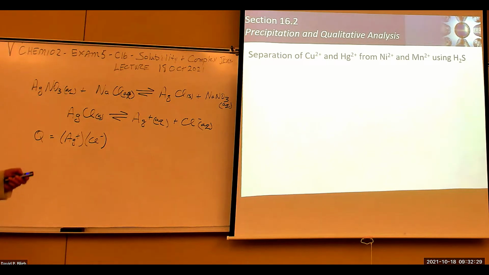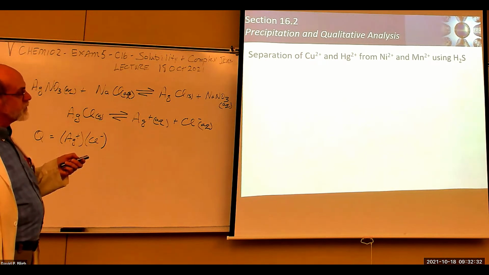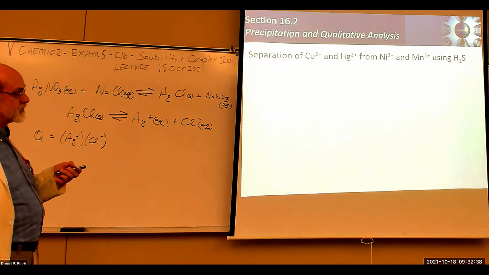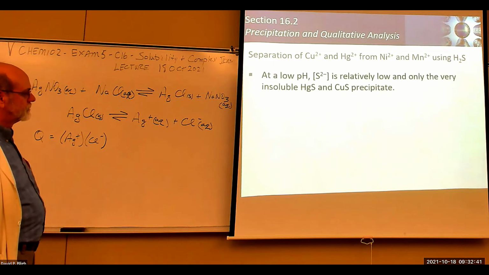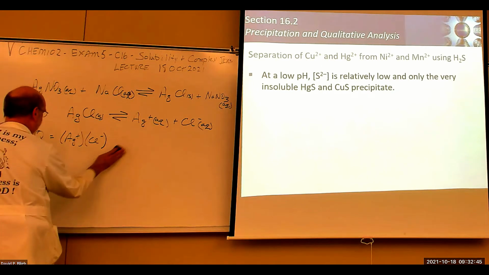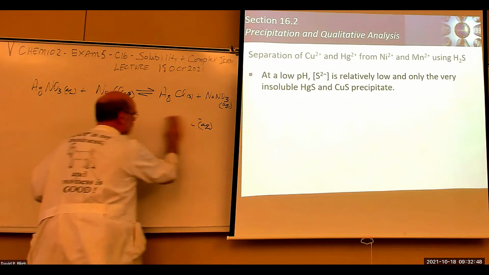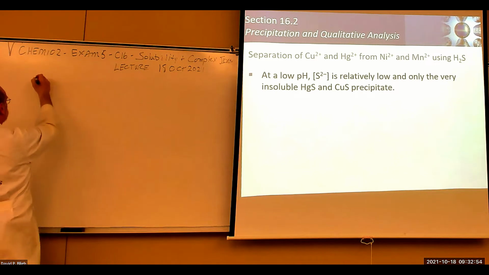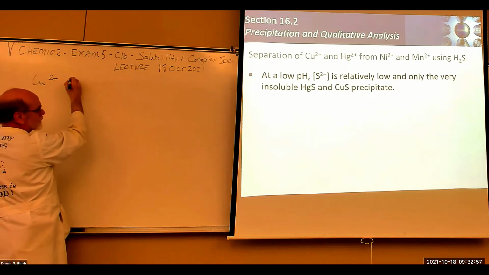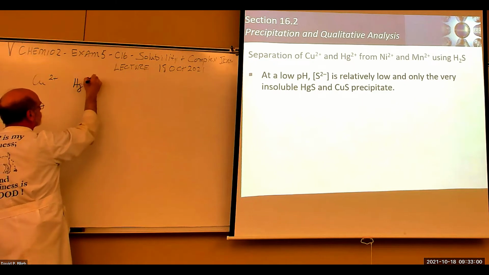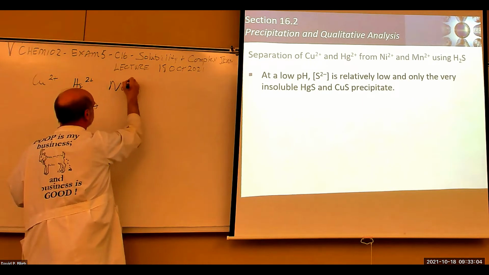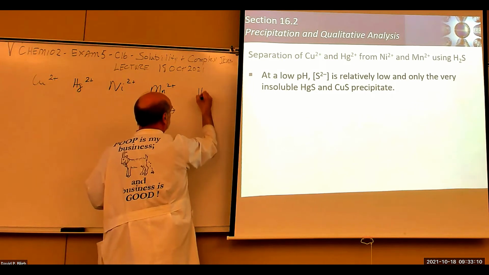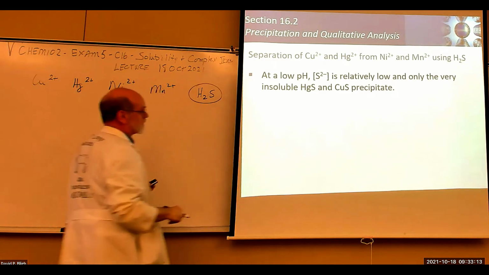All right, how about copper 2+, mercury 2+, nickel 2+, manganese 2+. And what happens if we add hydrogen sulfide to that solution? All right. Let's see if we can make sense of this thing. We've got those 4 ions. Let me just write them up here. Copper 2+, mercury 2+, nickel 2+, manganese 2+, and we're going to use hydrogen sulfide as our first step.